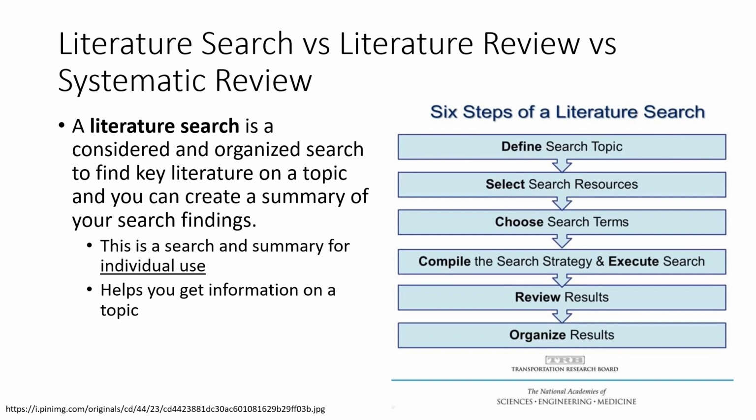So the first step of a literature search is to define your search topic. Select your search resources, like what search engines am I going to use, what journals am I going to be using, what search terms am I going to be utilizing on these search engines. And then you're going to compile a search strategy, execute your search, save articles, review those articles, and organize the results of those articles into a cohesive summary.